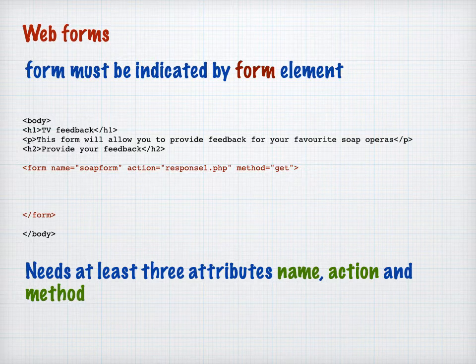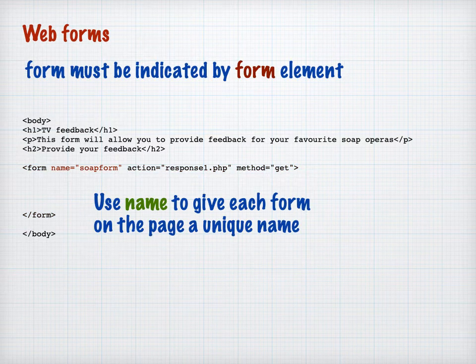Now we've got a number of attributes, and those attributes will change the way that the form behaves. The first thing that we do is we give the form a name. And so we have an attribute called name, and then we go equals something. And you remember with attributes it's always something equals something, name equals value. So here I'm going to use the name soapform as the name of the form.